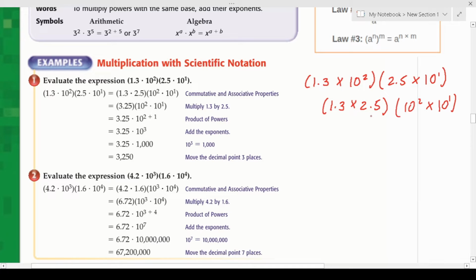1.3 times 2.5 is simple arithmetic. That's going to be 2.5 times 1.3. That is, we're doing multiplication with 2 decimals. In order to do this by hand, we have to shift the decimal to the right such that it makes the decimal a whole number.